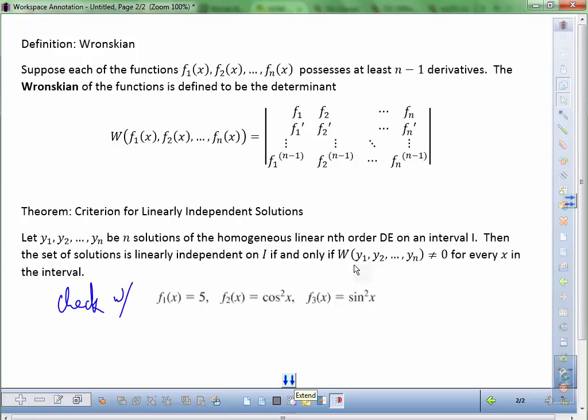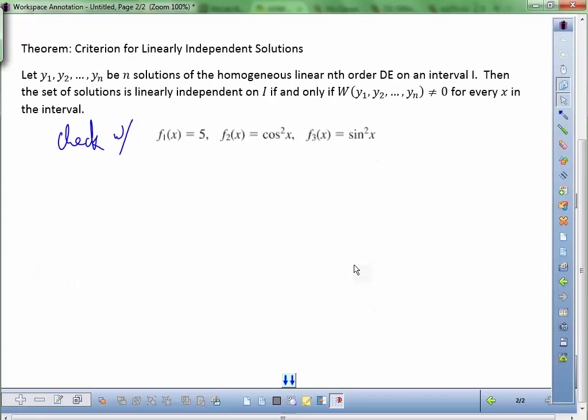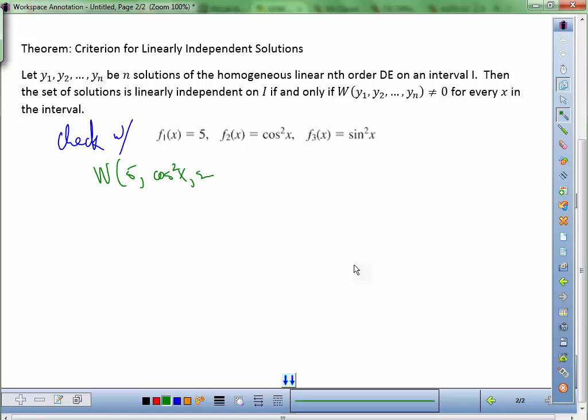So let's use these same 3 functions over here and set up our Wronskian. So the Wronskian of 5, cosine squared x and sine squared x. W in parentheses, with however many functions you have, is equal to, this is a matrix, but we're taking the determinant of this matrix, so we usually just use a vertical bar to say that we're going to take the determinant of that. And we'll list the functions.